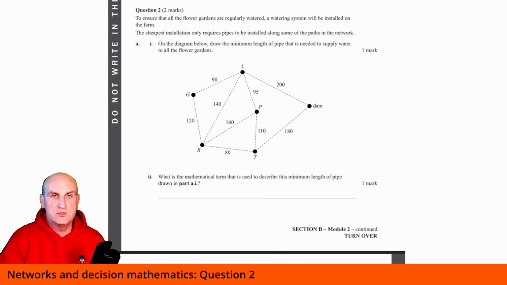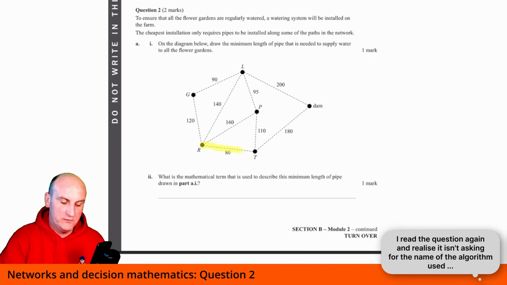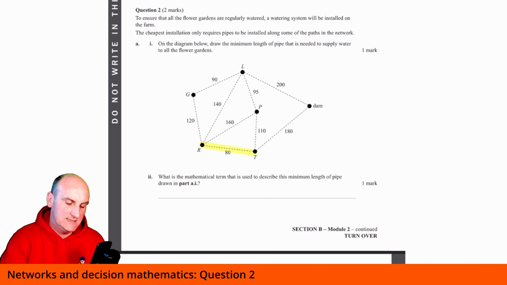Right, so the shortest one here seems to be 80. So using Kruskal's, we would measure 80. Then I'd look for the next one, which would be 90. And then 95. And then I'd have 100. Nope, 110. Yep, I can do that one there. 120. Now, the reason I can't have 120 is because that would create a loop here. So now 120 is no good. In fact, nor would 140 or 160 be any use to me.